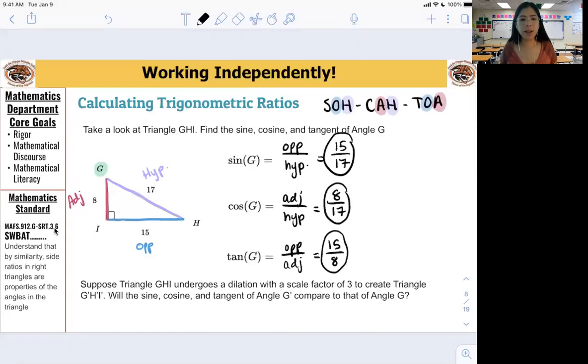Can I get a volunteer to read the bottom statement? We have a little bit of a question to think about. Who can read for us? Oh, Tyrone, go ahead. Suppose triangle GHI undergoes a dilation with a scale factor of 3 to create triangle G'H'I'. Will the sine, cosine, and tangent of angle G' compare to that of angle G? So how will that compare? Will it be the same? Will it be different? Will we have to multiply? What do you guys think?